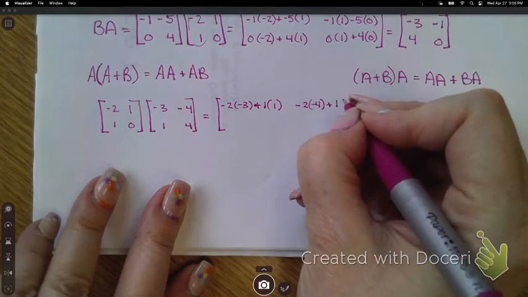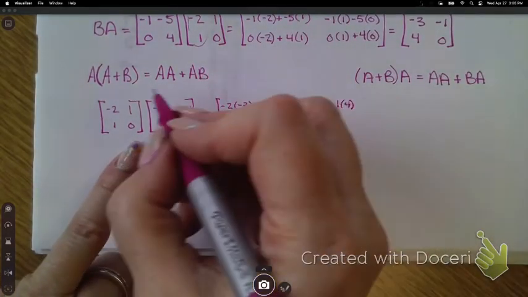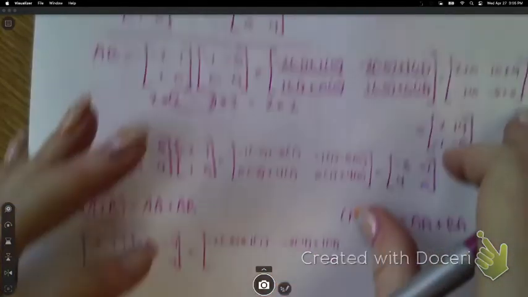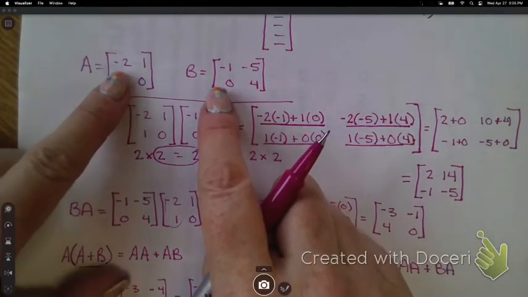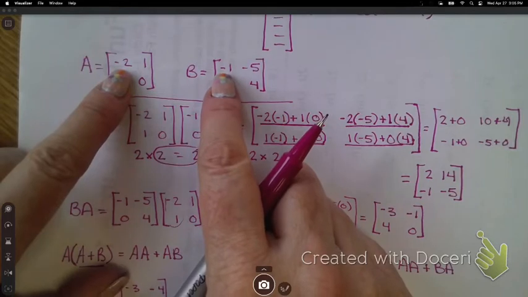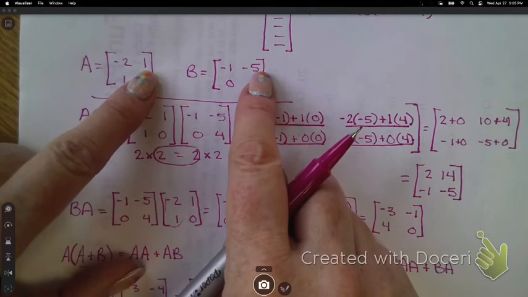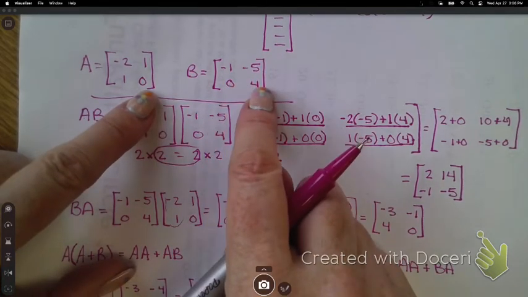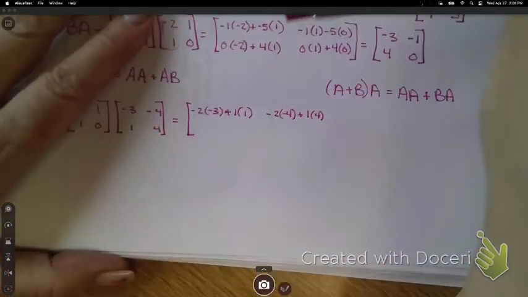How'd you get like -4 and -4? Because we're doing A plus B first. I know, but I don't even have -4 in my matrix. Okay, but A plus B. So -2 and -1 is -3. 1 minus 5 is -4. 1 plus 0 is 1. And 0 plus 4 is 4. You have to add first. That's confusing.